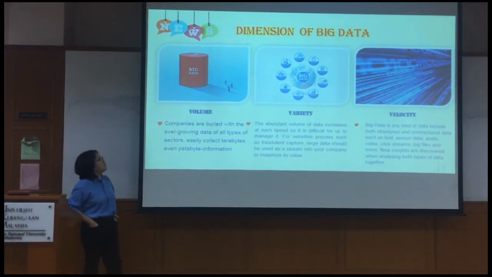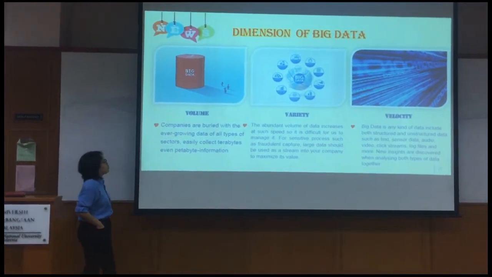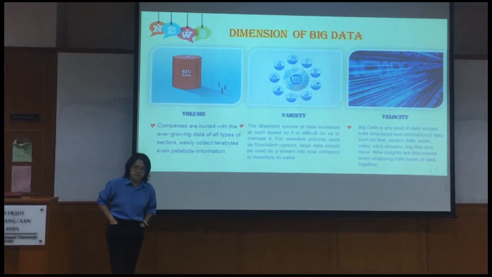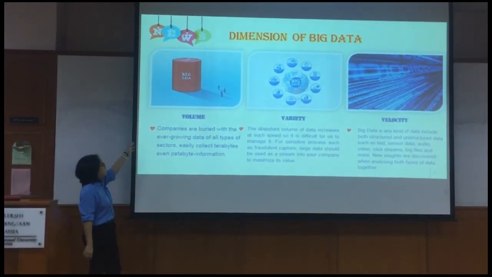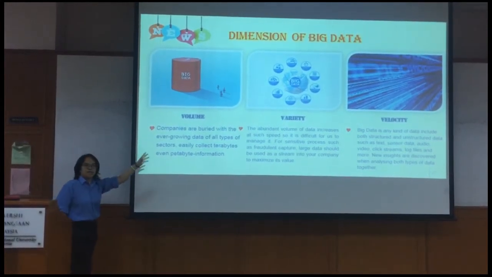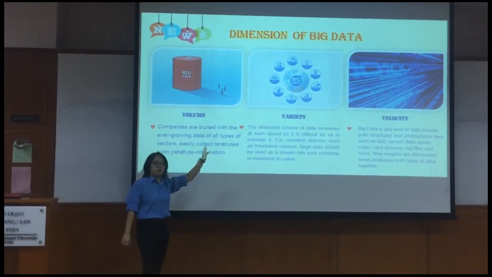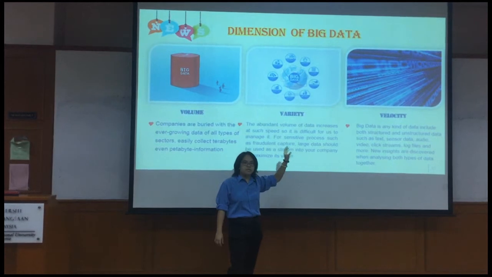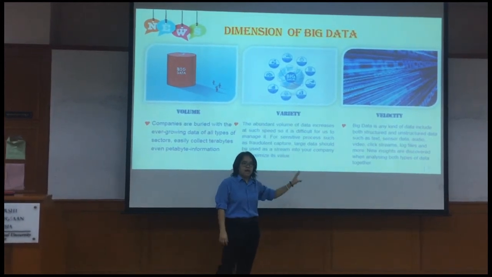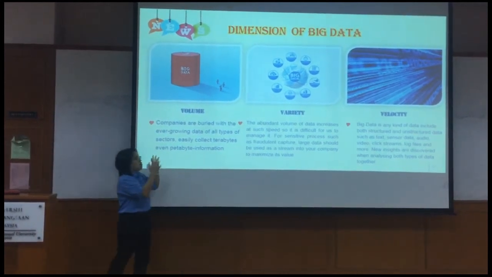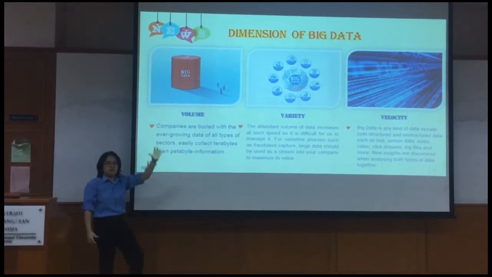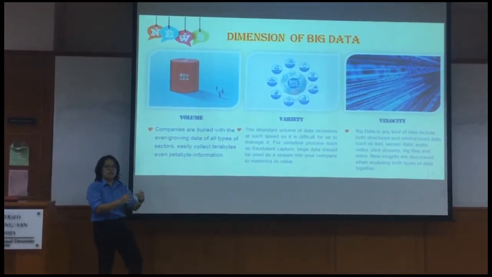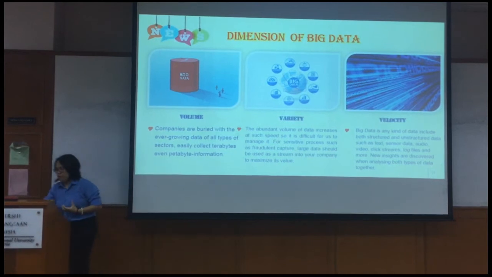After the history of big data, we move on to the dimensions of big data. There are three dimensions: the first is volume, the second is variety, and the third is velocity. Volume is about the mass of the data. Variety is about the different types of data and data sources. Velocity is about the speed of the data. These three are the main dimensions of big data, because without all three working together, big data cannot be formed.